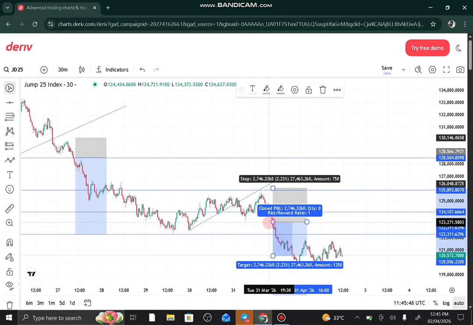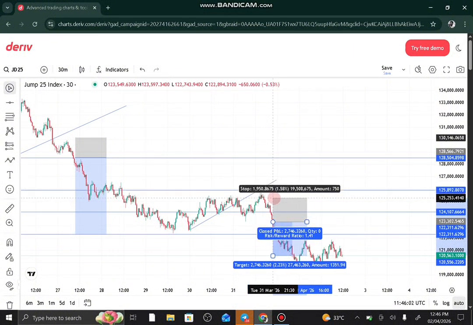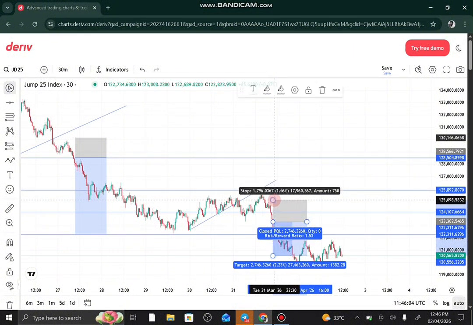Guys, as you can see, this is our last setup. And as I said earlier, this is the Jump 25 index, and if you really know what you're doing, you make cool money. So our stop loss should be around this level.